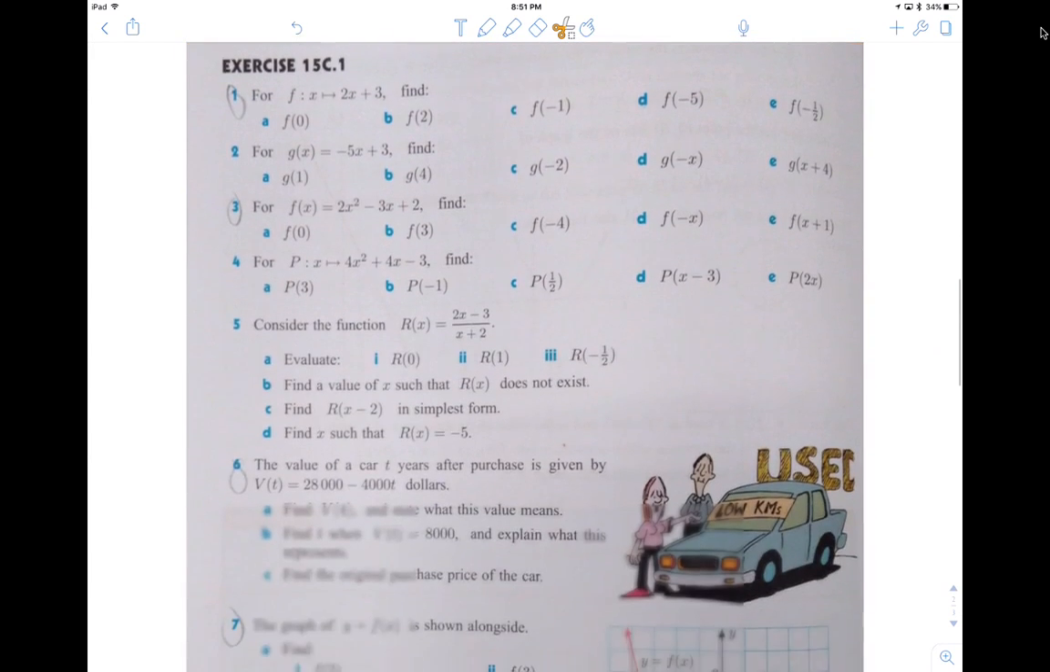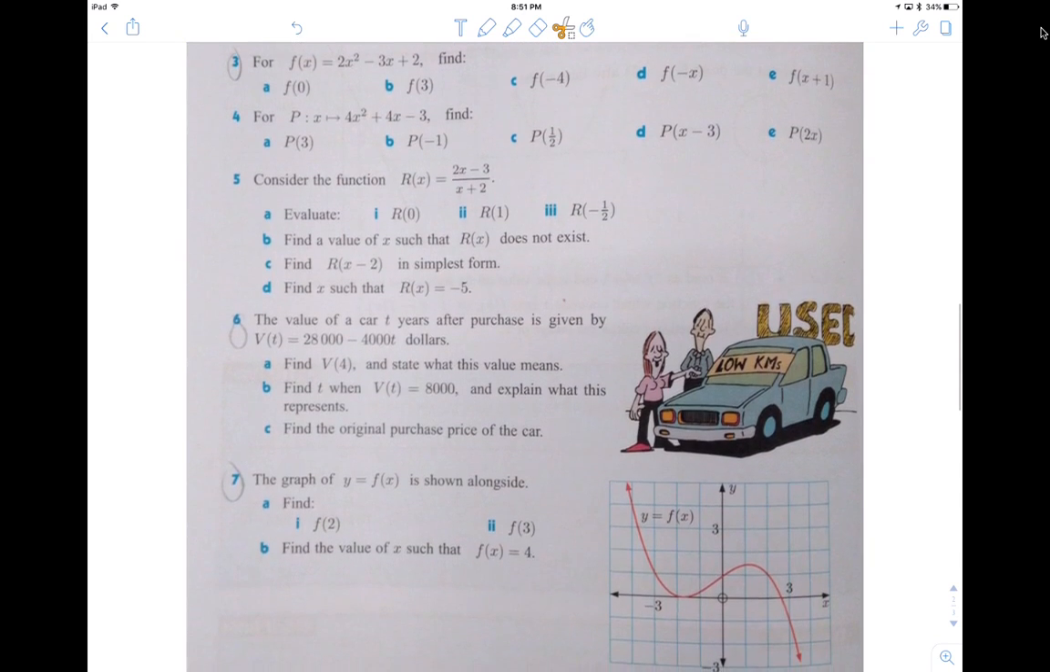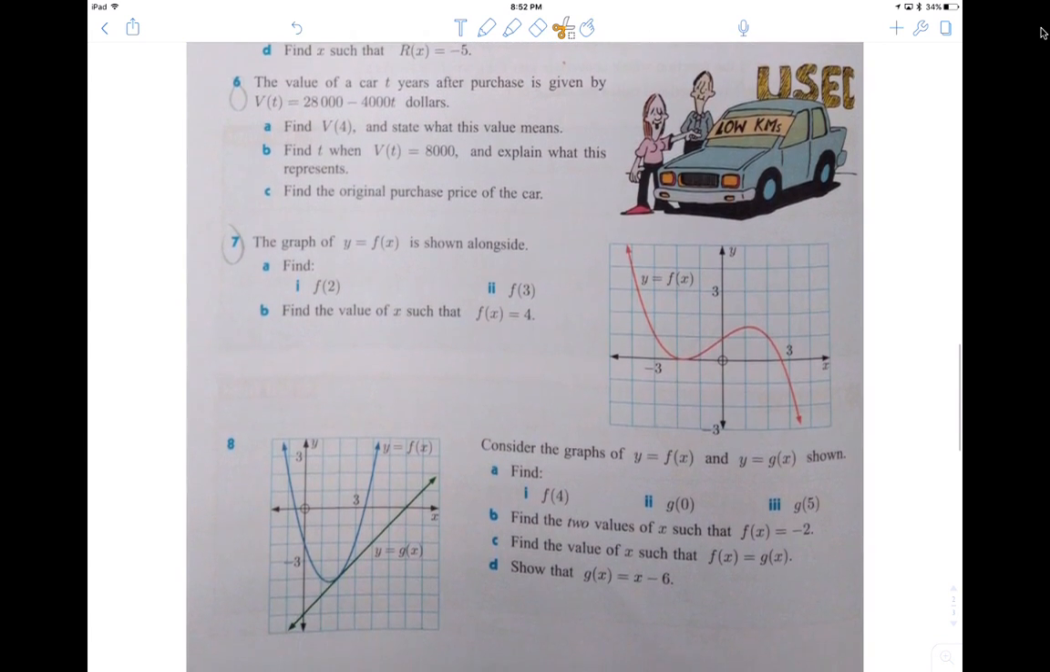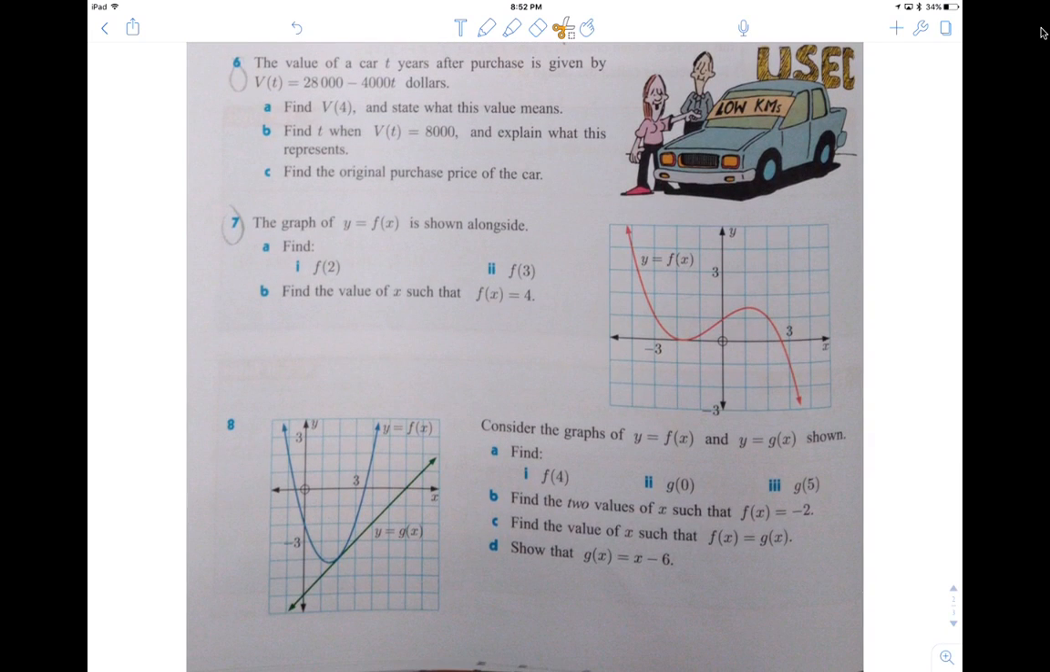On to number 6. Number 6, I'll just leave it here and talk through it a little bit, a word problem. The value of a car t years after purchase, a certain number of years after purchase, is given by the function v of t is equal to 28,000 minus 4,000 times t, or 4,000 per year, because t is the number of years. So find v of 4.